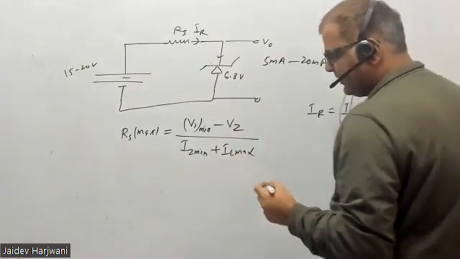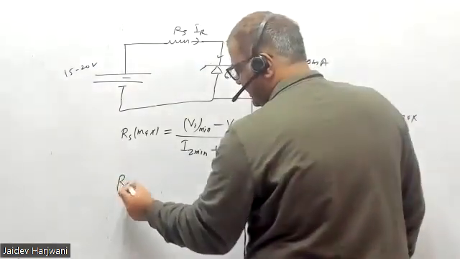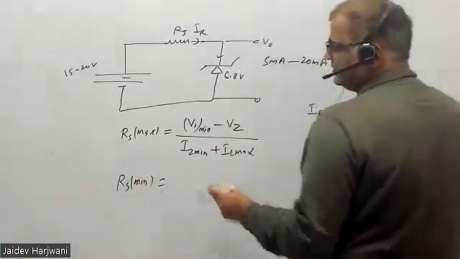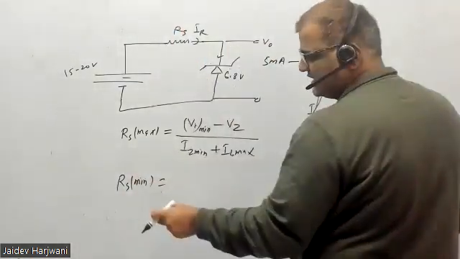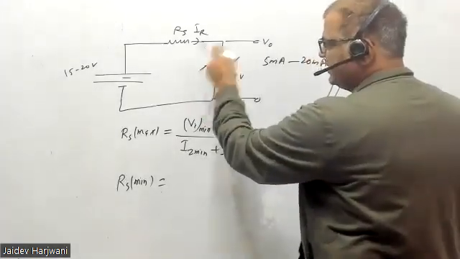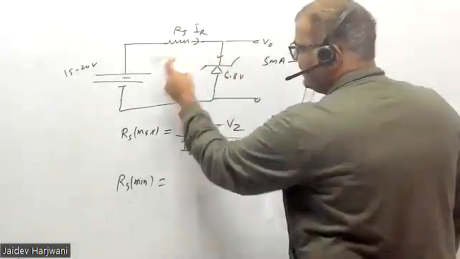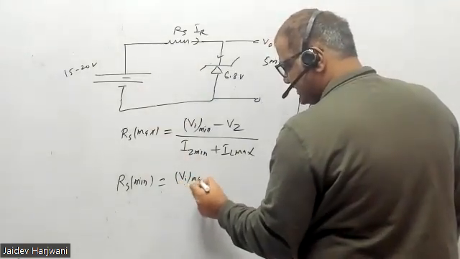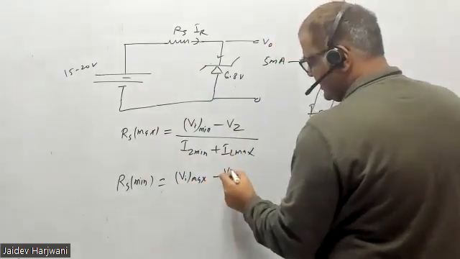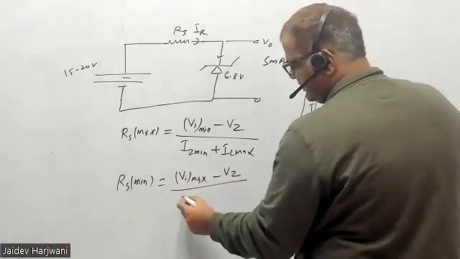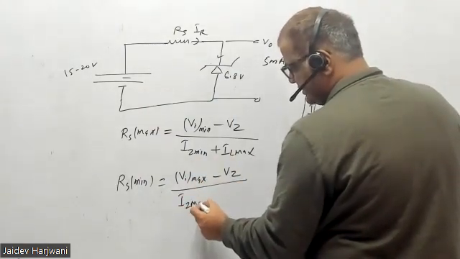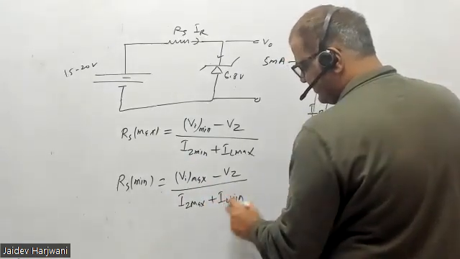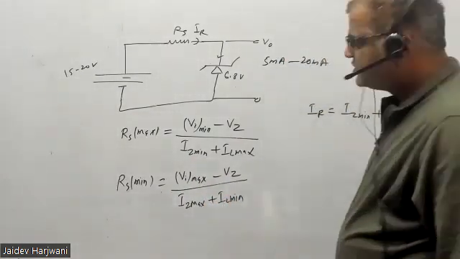This is one formula, and there's another formula, RS minimum. RS minimum means this should not go beyond a lower value, because then this will burn out. So for RS minimum, this will be V input max, and this is VZ, and you will take IZ max, and when you're taking this IZ max, automatically this will be IL minimum.